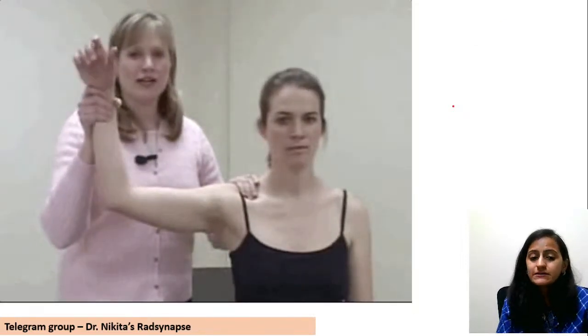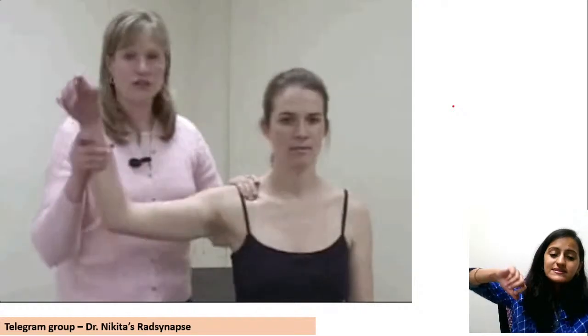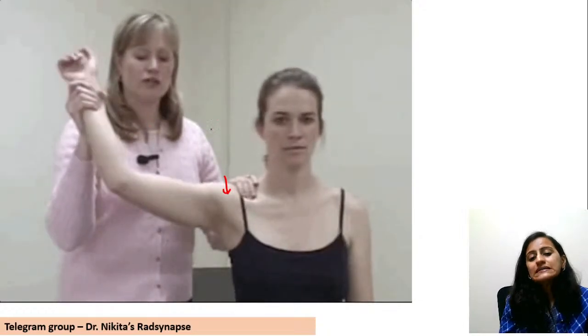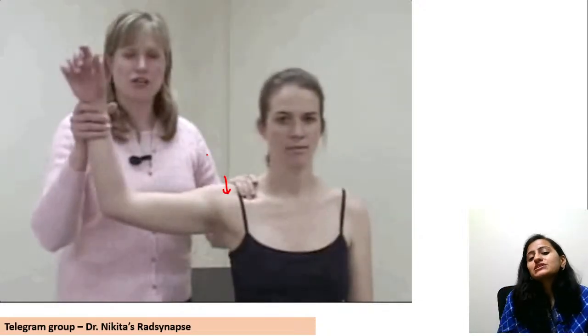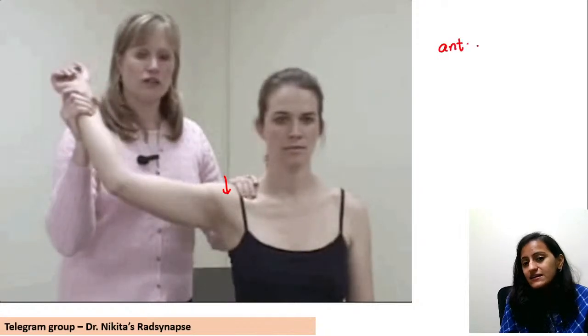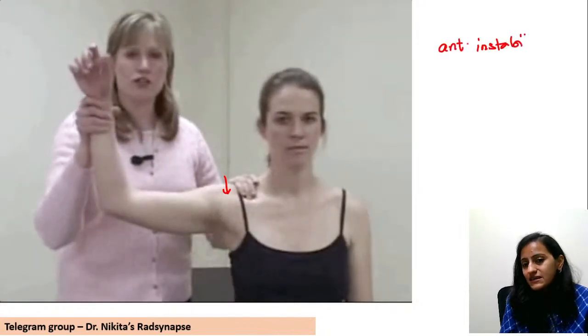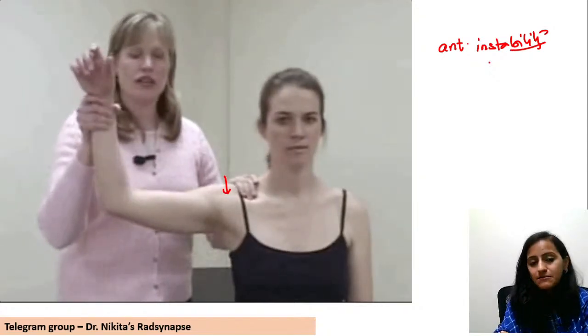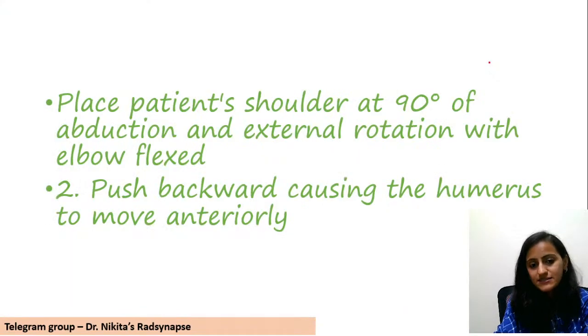What are we doing here? So in this test, basically you can see at this position and then the shoulder is pressed down. This is for apprehension test basically. The anterior shoulder instability basically for that. This is the test done to look for the instability of the shoulder, anterior dislocation.